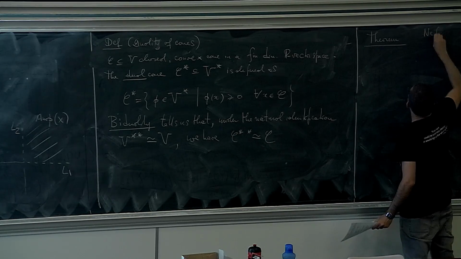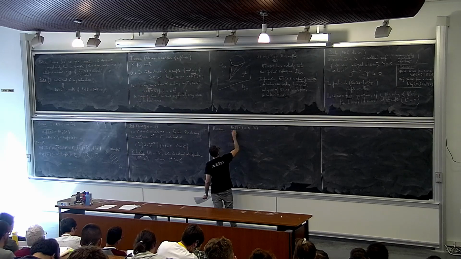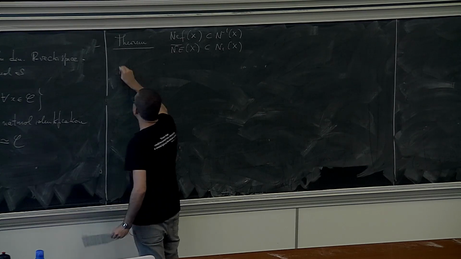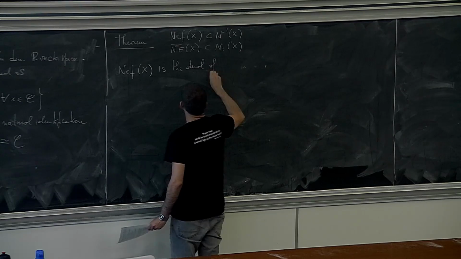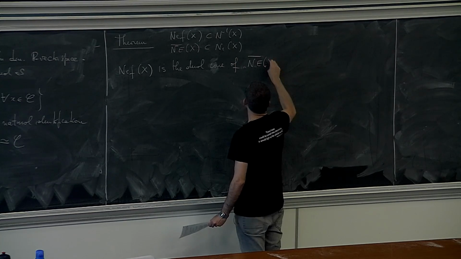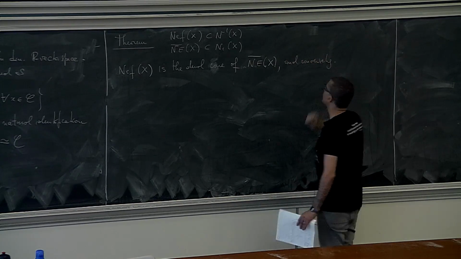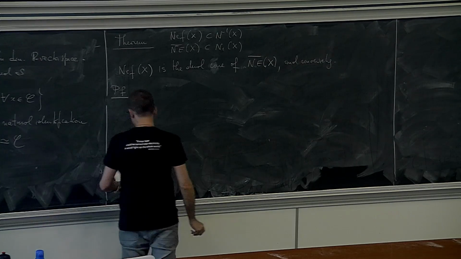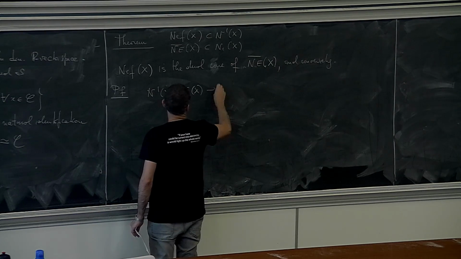We have two cones. We have the nef cone of divisors, and we have the Mori cone of curves. And what happens is that Nef(X) is the dual of the cone NE(X), and conversely, by biduality. Well, the proof is very simple. You have the intersection pairing. This is a perfect duality.